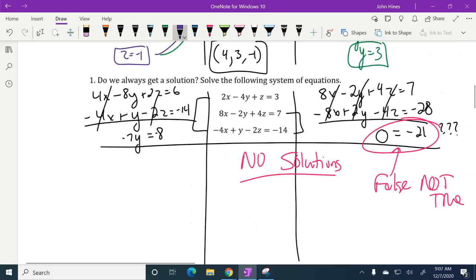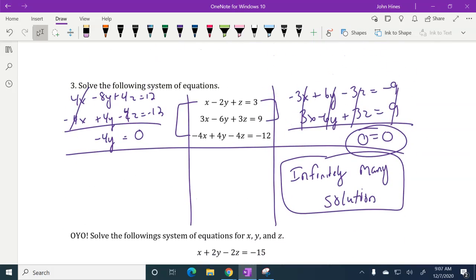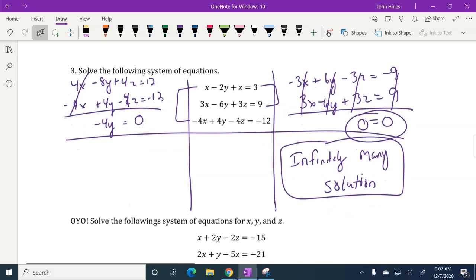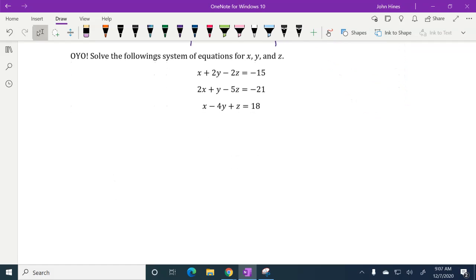When I had 0 equals negative 21, that's nonsense. That's no solutions. But 0 equals 0 tells me I have something going on here. I just don't know exactly what it is. Try this one on your own. Pause the video and see if you can try this one, and then we'll watch the solution together.